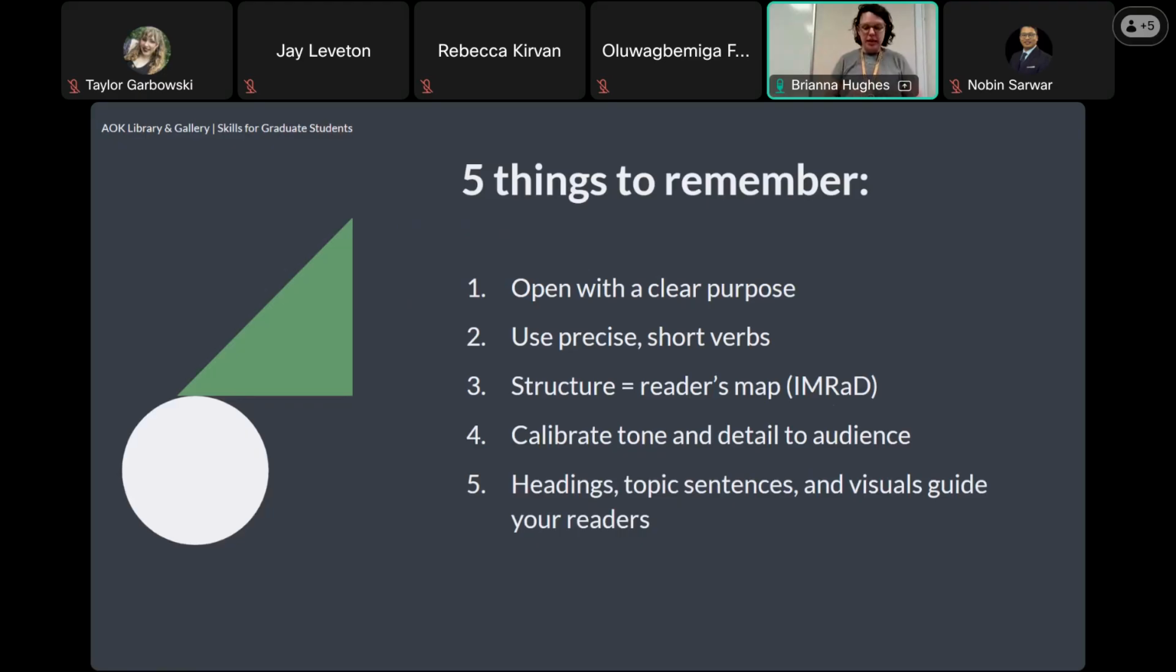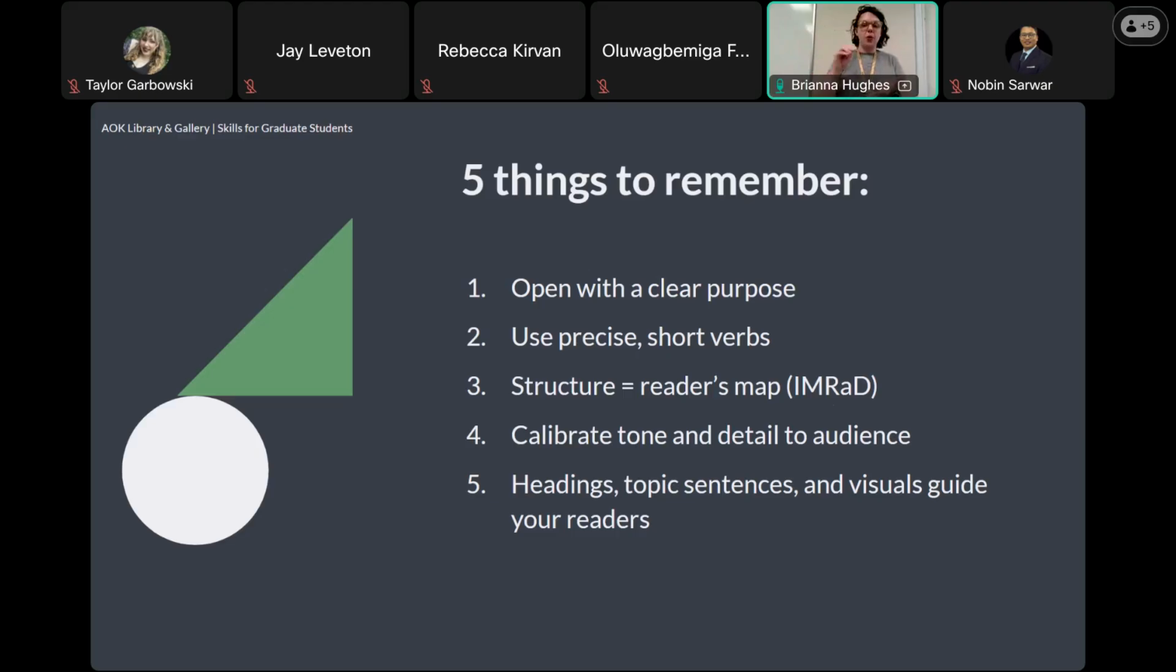Clear purpose, beginning your writing, in your introduction section, but then also each paragraph with a clear purpose. What is it you're trying to say? What is it that paragraph says? Using precise, short verbs, being concise, and eliminating any extra worded verbiage.